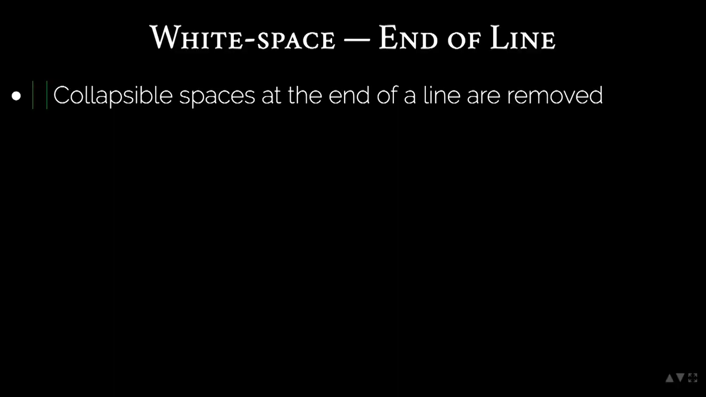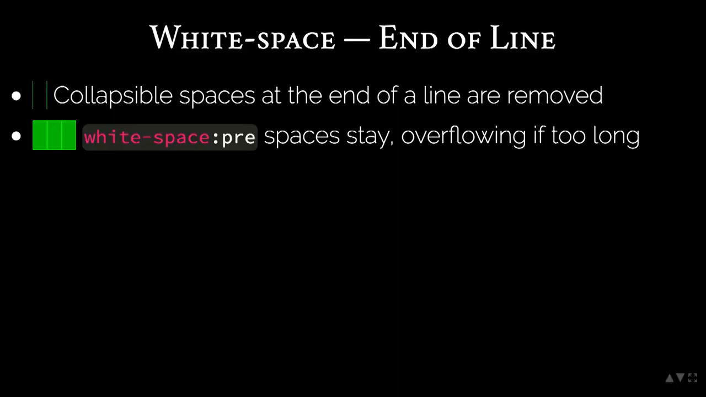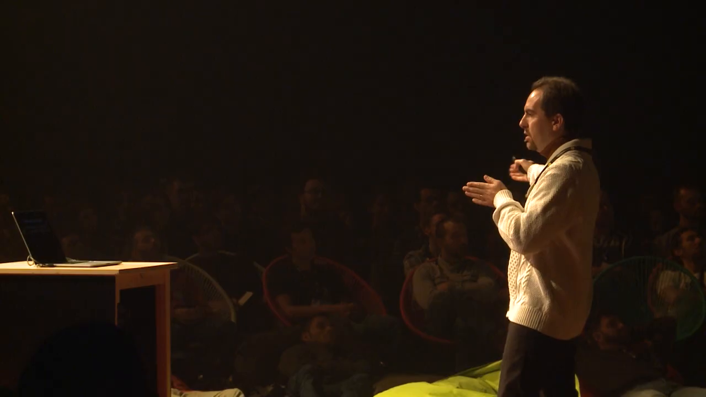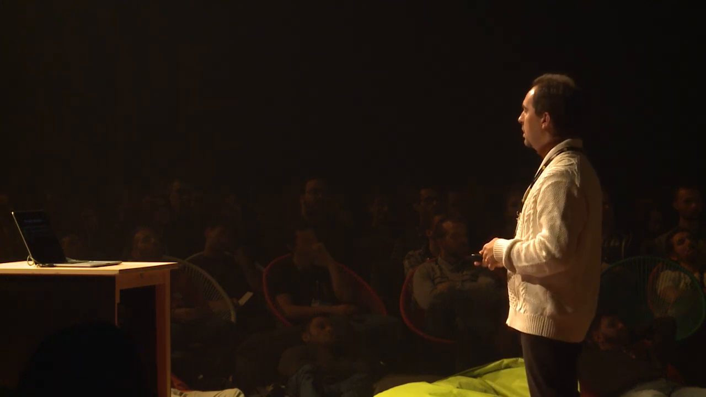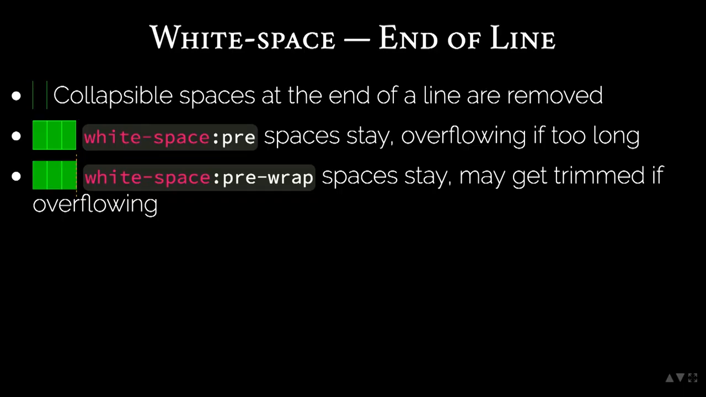Collapsible spaces at the end of the line, they just get removed. The type of preserved spaces you get with white space pre, they stay there. And if it happens to be so many spaces that it would be longer than the line, they just overflow into the padding, the border, the margin, and whatever's after. White space pre-wrap, almost the same, except in some browsers, when it starts overflowing, they just get chopped.